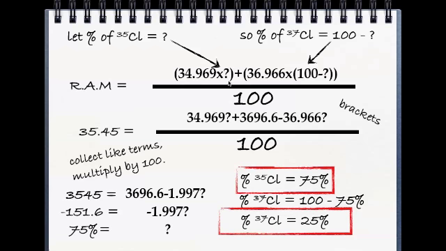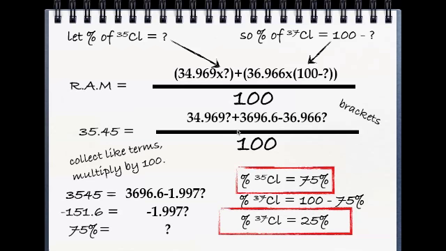What we then do to work this out is solve for this unknown value. So first thing is to undo the brackets. You get 34.969 question mark plus this times this, which gives you 3,696.6, and then this times the question mark, which is 36.966. Your relative atomic mass is given to you in the question, so that's it there.